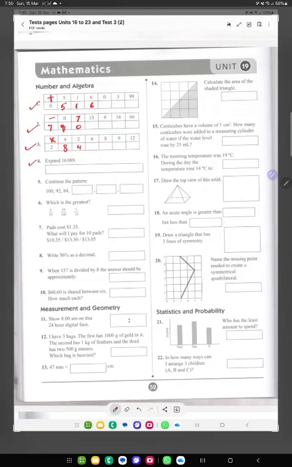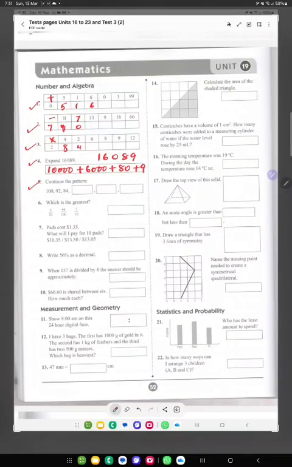Then in question 4 you need to write the expanded form. This is 16,089, which is 1 ten thousand plus 6,000 plus 0, we don't mention that, 8 tens and 9 ones. Okay, let's look at question 5.